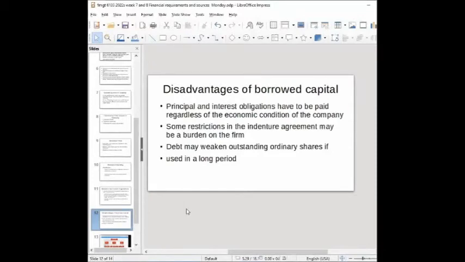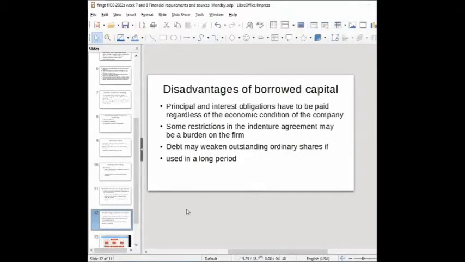There are disadvantages of borrowed capital. One is the principal and interest obligations have to be paid regardless of the economic condition of the company. Whether you are gaining or losing, you have to comply with the agreement of paying your obligations on time, or else you will have this default risk, or you will suffer more penalty, and that is a cost to you.